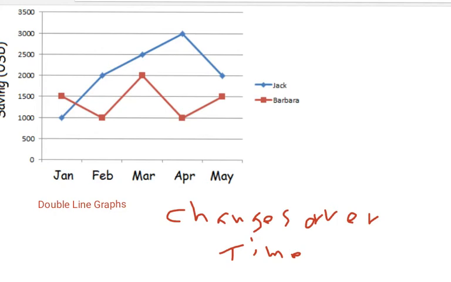I really apologize for cutting off some important parts of this graph. You should see the title up here, and next to here it should say salary in dollars, or US dollars, I think. But that's an example of a double line graph.